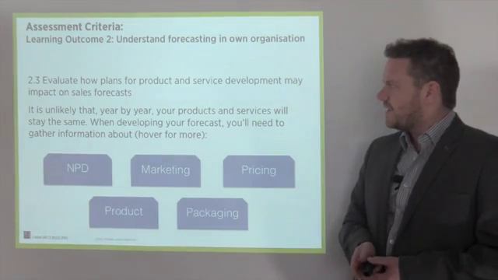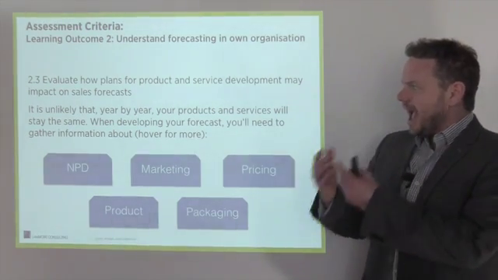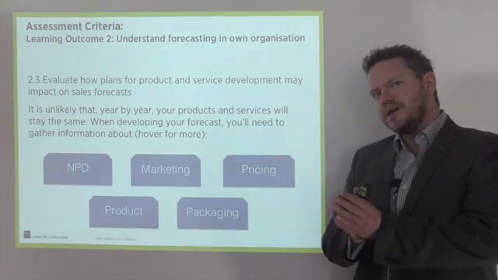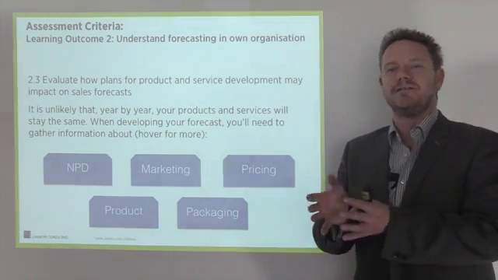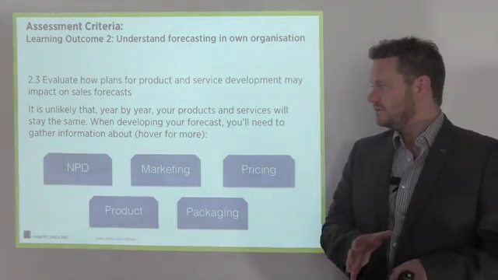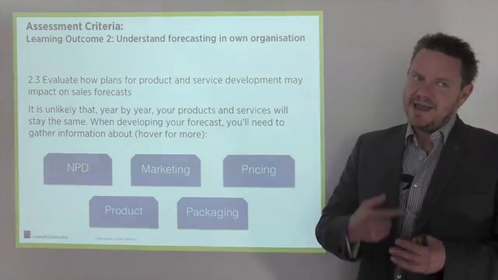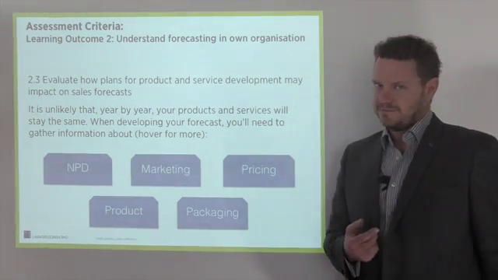Learning outcome 2.3 is then about, well, how would our internal plans for what the organization is going to offer into the market in the future change our sales forecast? So year by year, in most industries, something changes.